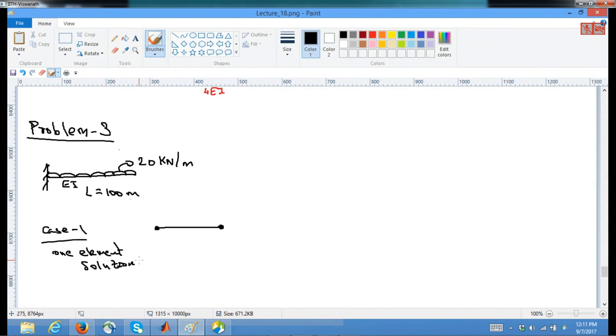In the one element solution, the entire length of the beam is the same, which is nothing but node 1, node 2. The length is 100. So the degrees of freedom would be d1, theta 1, d2, theta 2, and that is nothing but your degrees of freedom are capital D1, capital D2, capital D3, capital D4.